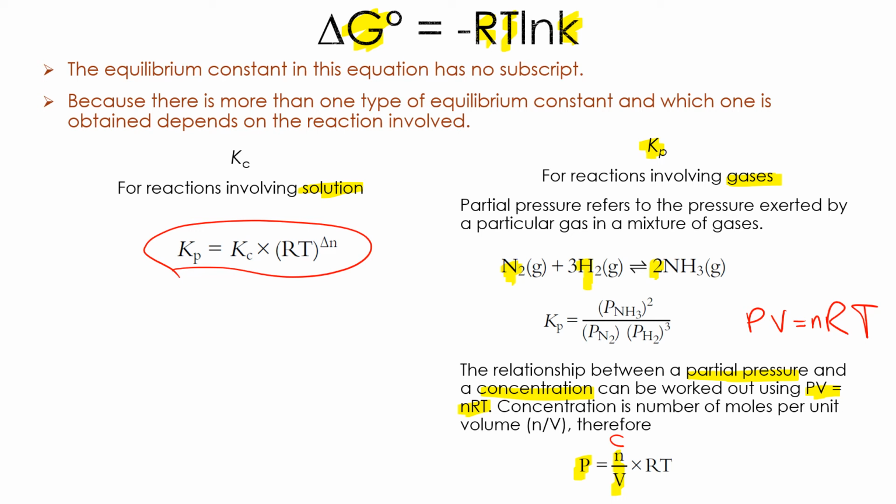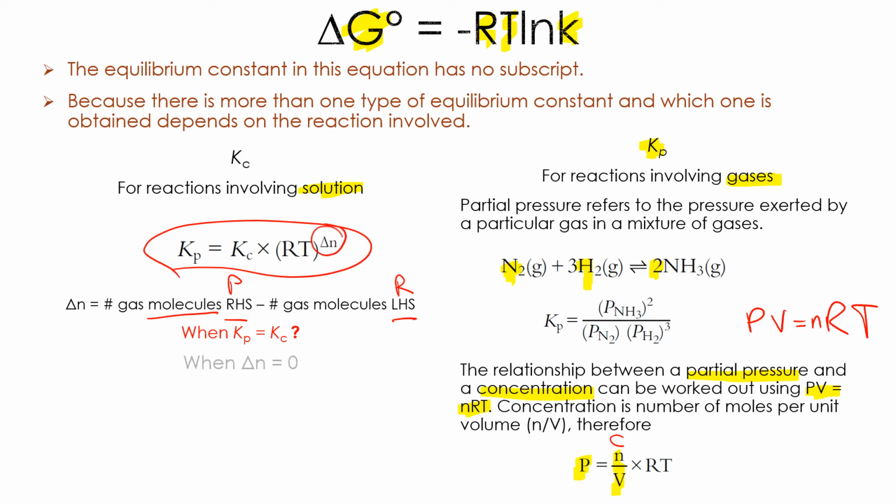Kp is equal to Kc multiplied by (RT) to the power of delta n, where delta n is the number of gas molecules on the right-hand side minus the number of gas molecules on the left-hand side. What's the right-hand side? Directly it's the products, and the left-hand side refers to the reactants. Kp will equal Kc, of course, when delta n is 0.